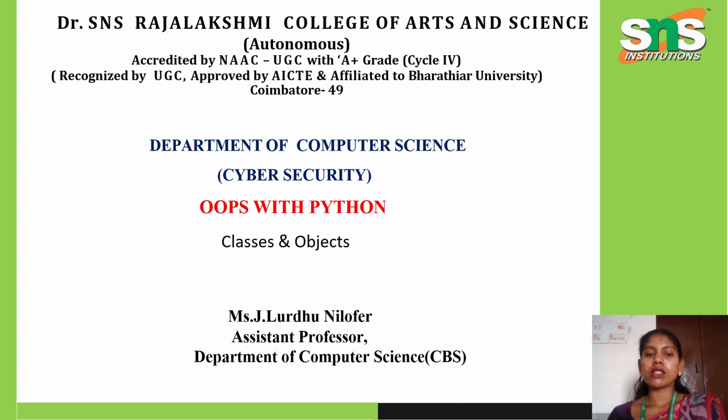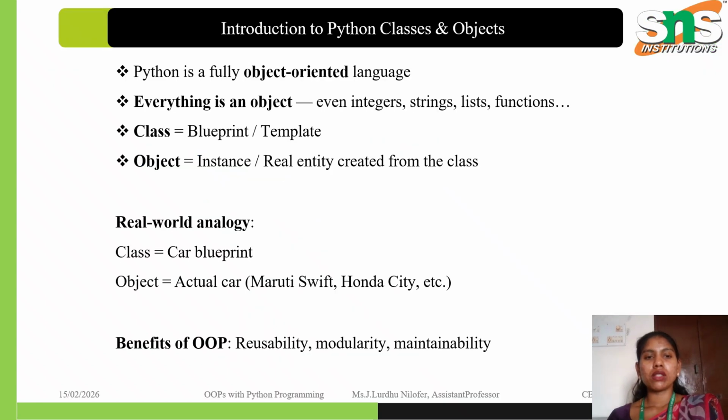Today we are going to see the topic of classes and objects in Python. Python is an object-oriented language. What is object-oriented? Everything is an object, like integers, strings, lists, and functions. A class is nothing but a blueprint or template of the object.